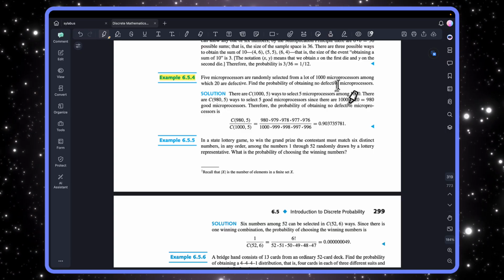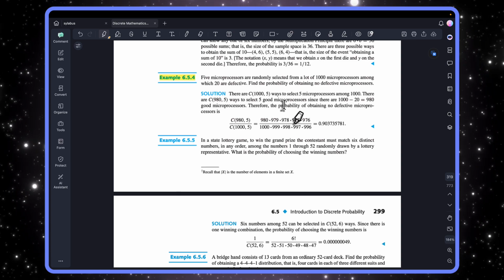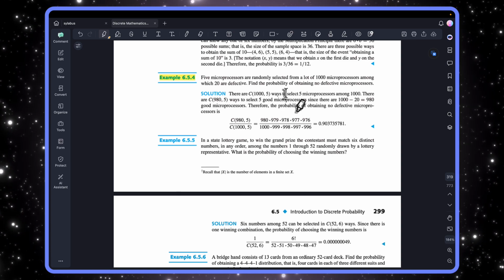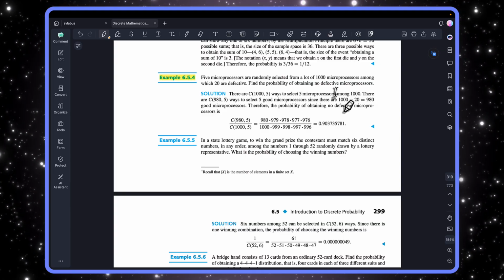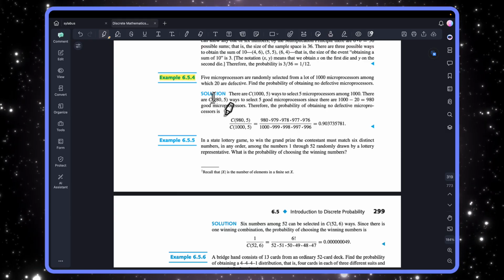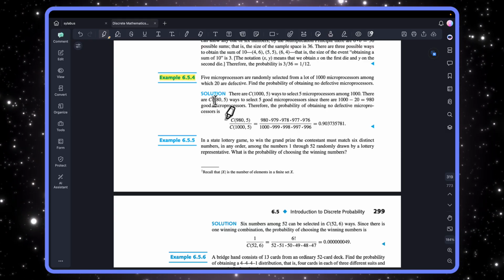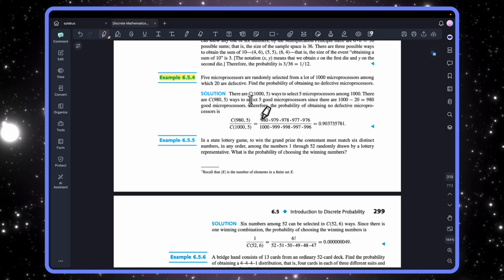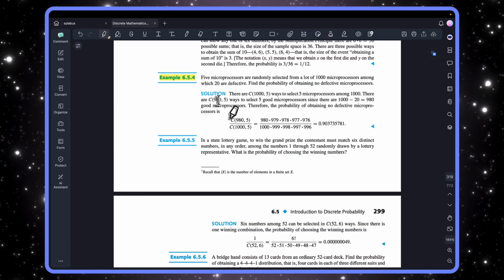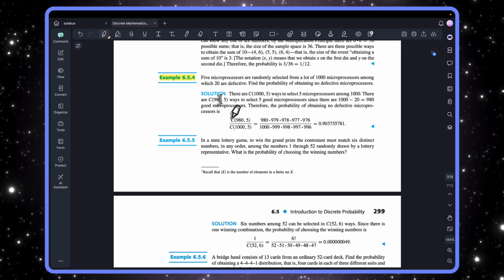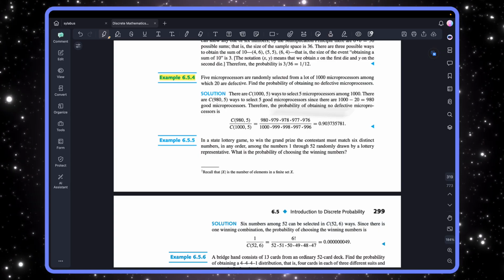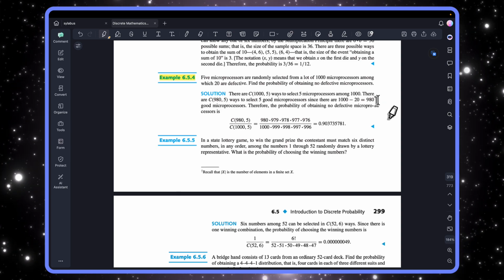Okay, so here's where we're going to use our combinations. We know that there are C(1000, 5) ways of selecting 5 microprocessors from the 1,000. And there are C(980, 5) ways to select good microprocessors, because the 20 that are bad are not included in this selection. So that's where that 980 comes from.